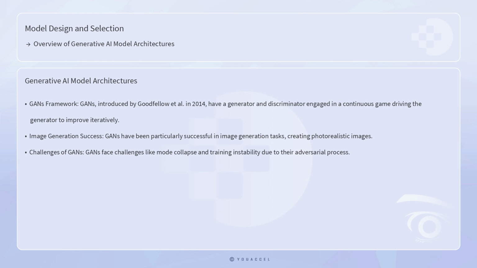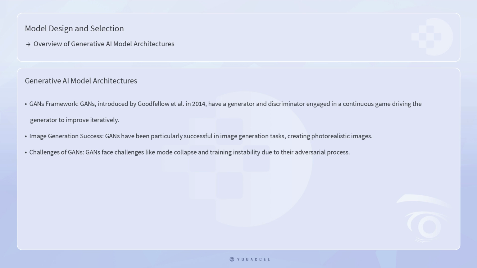GANs, introduced by Goodfellow et al. in 2014, are particularly notable for their innovative framework where two neural networks, the generator and the discriminator, are engaged in a continuous game. The generator aims to produce outputs indistinguishable from real data, while the discriminator attempts to differentiate between real and generated data. This adversarial process drives the generator to improve iteratively, resulting in highly realistic outputs.